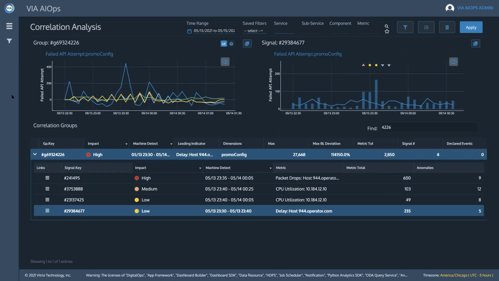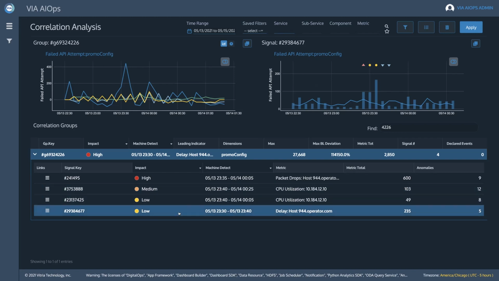To determine an incident, we use our ontology model as well as our affinity in order to group or correlate multiple signals into a correlation group for further analysis to determine whether or not it should be an incident.